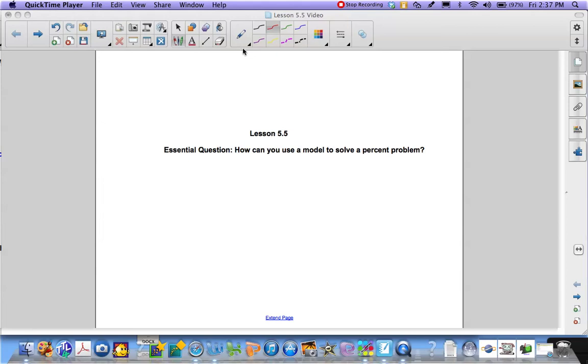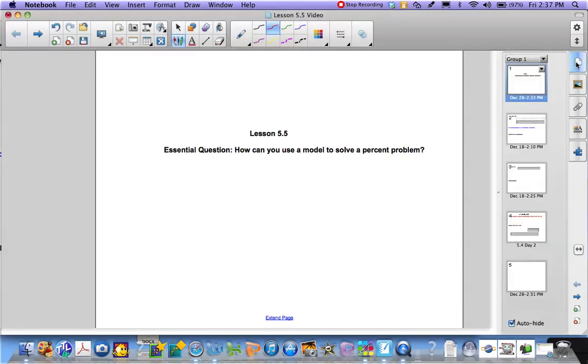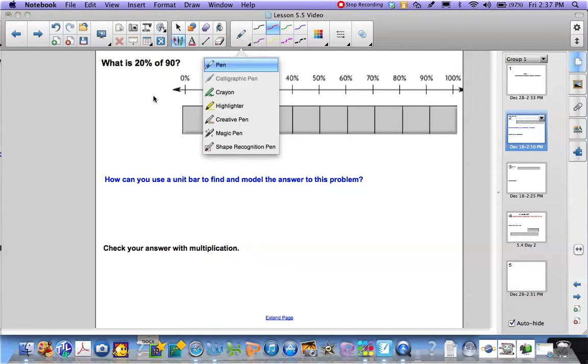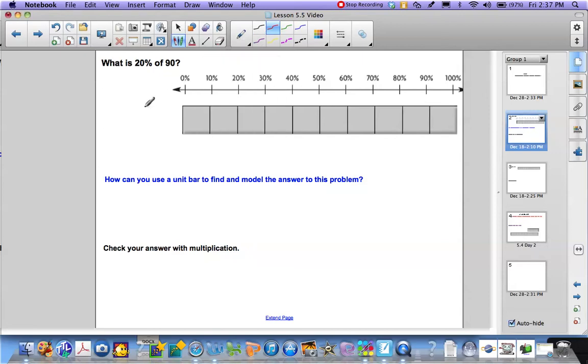How can you use a model to solve a percent problem? Okay, in our first problem, we have: what is 20% of 90? And in this video, we're going to focus on using unit bars. Now this bar is broken into 10 equal parts, so we know that each box is equal to 10% of the whole bar. So what is 20% of 90?